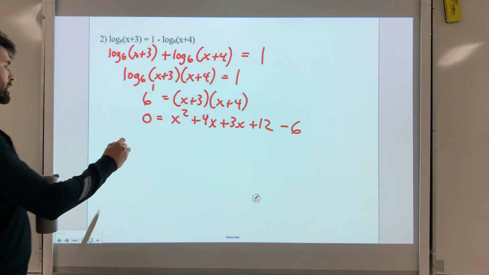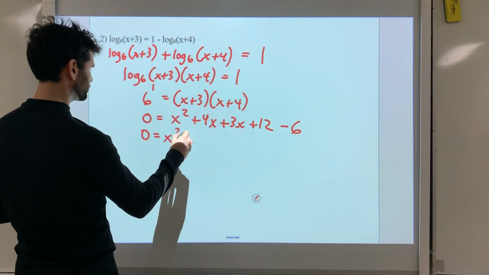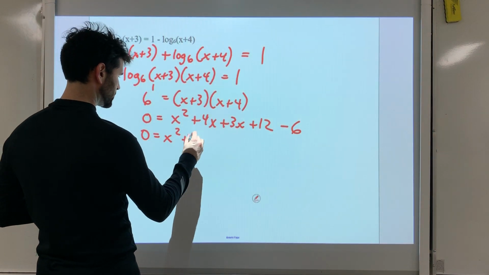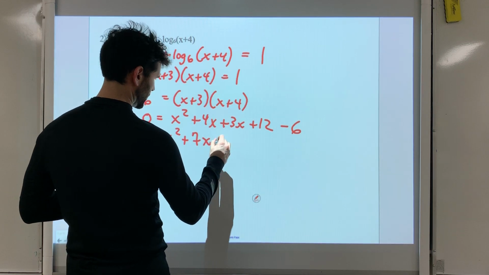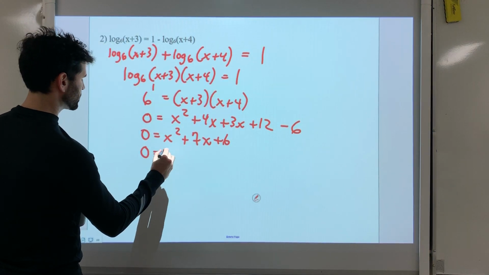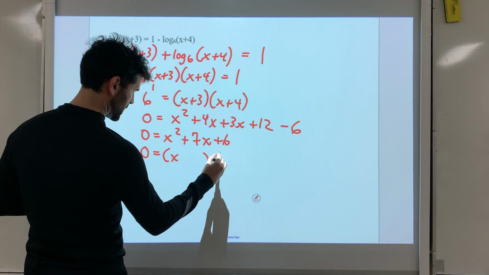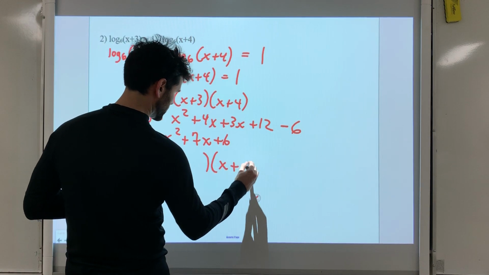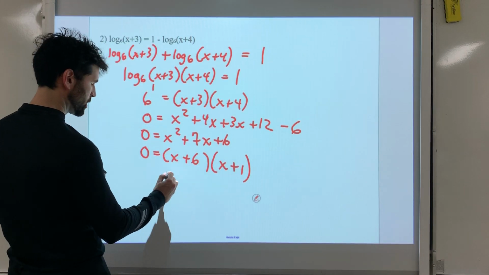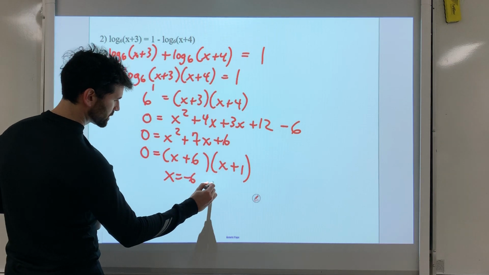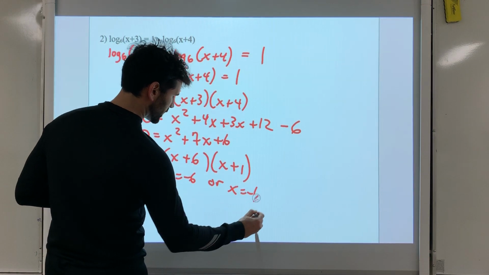There. Now I can group my like terms. So here I'm going to get 7x, and then here I'm going to get 6. And I'm going to factor 2 numbers that multiply to 6 but add to 7. Well, that's going to be 6 and 1. There we go. So this is going to give me -6 or -1.